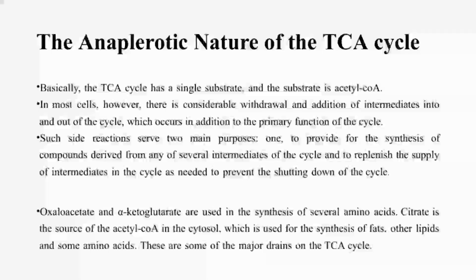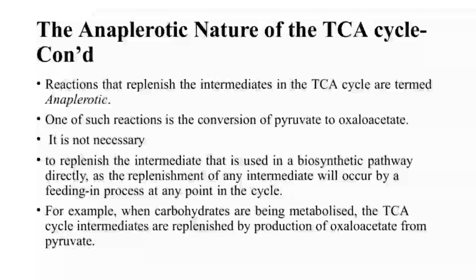Reactions that replenish the intermediates in the TCA cycle are called anaplerotic reactions. One key example of such a reaction is the conversion of pyruvate into oxaloacetate. It's important to understand that we don't always need to replenish the specific intermediate that's directly used in a biosynthetic pathway. Instead, replenishment can occur through a feeding-in process at any point in the cycle. For instance, when carbohydrates are being metabolized, the intermediates of the TCA cycle are replenished by the production of oxaloacetate from pyruvate. This highlights how flexible and interconnected the cycle is, allowing it to maintain its function even as intermediates are drawn off for other purposes. Understanding the anaplerotic nature of the TCA cycle helps us see how the cycle stays balanced and continues to supply energy and biosynthetic precursors efficiently.